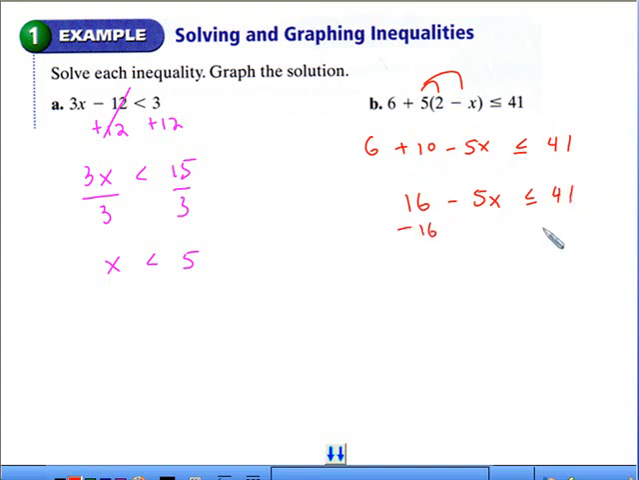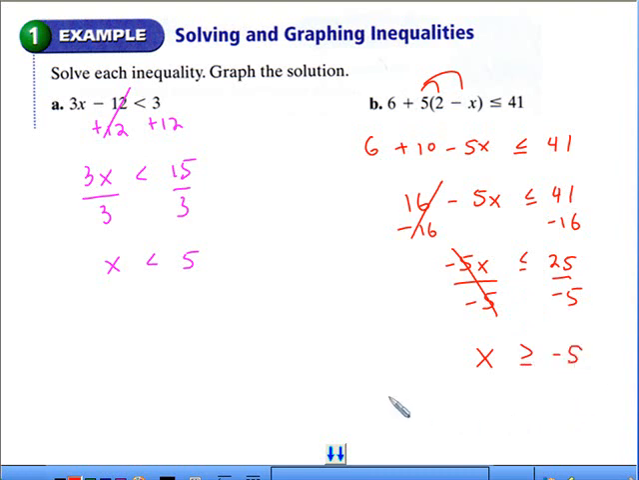Minus 16 on both sides. Negative 5x less than or equal to, what's this going to give us? 25. Divide both sides by negative 5. Now when you're working with inequalities, you have to remember, if you divide both sides by a negative number, you see we divided both sides here by negative 5, you have to flip the inequality. So this will divide out. We get x, flip the arrow, greater than or equal to negative 5.